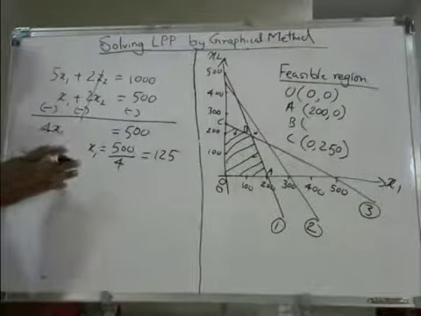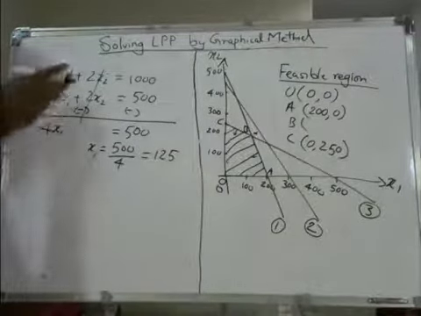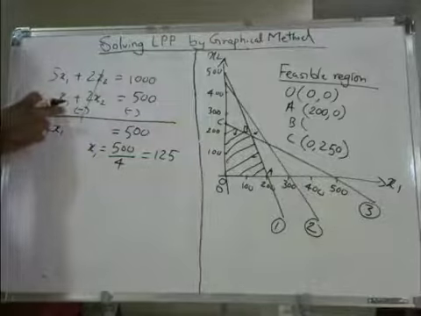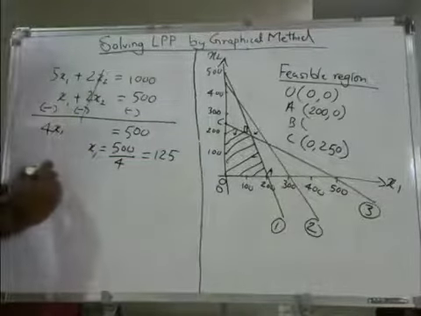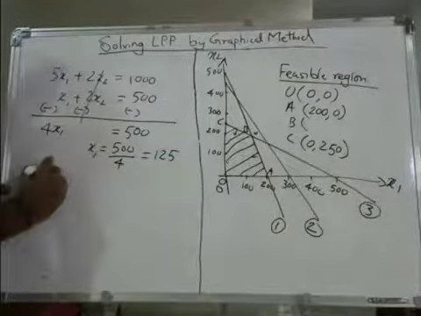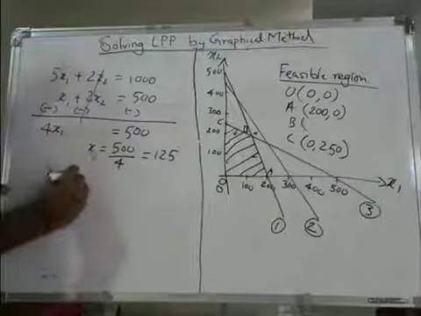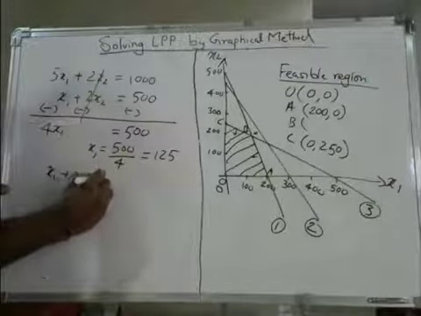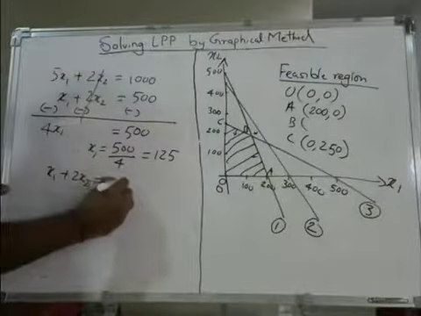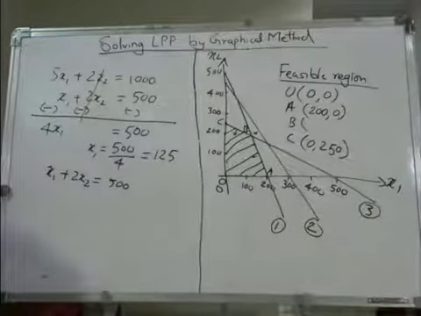Now if you substitute x1 is equal to 125 in either of these equations, I think this is easy, so I'll take this equation, that is x1 plus 2x2 is equal to 500. I'll take this equation.